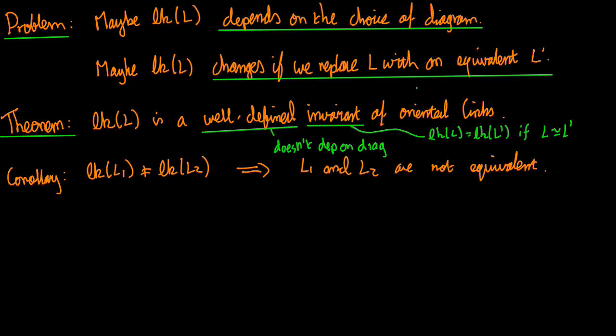The proof of this theorem is going to be covered later. It's proved using the Reidemeister moves, but here's an immediate corollary. Something you might have assumed was already true, but really does take the theorem in order for us to be able to say it. It says that if the linking number of L1 is not equal to the linking number of L2, then the links L1 and L2 are not equivalent. Have we seen an example of this?